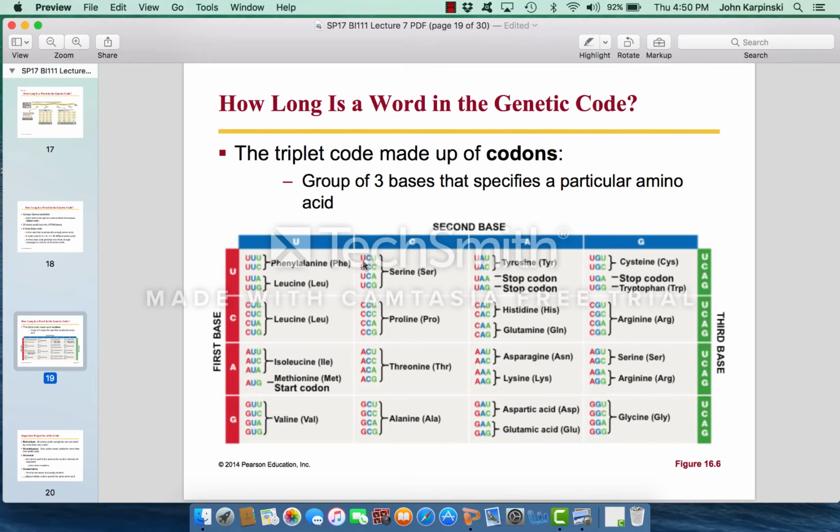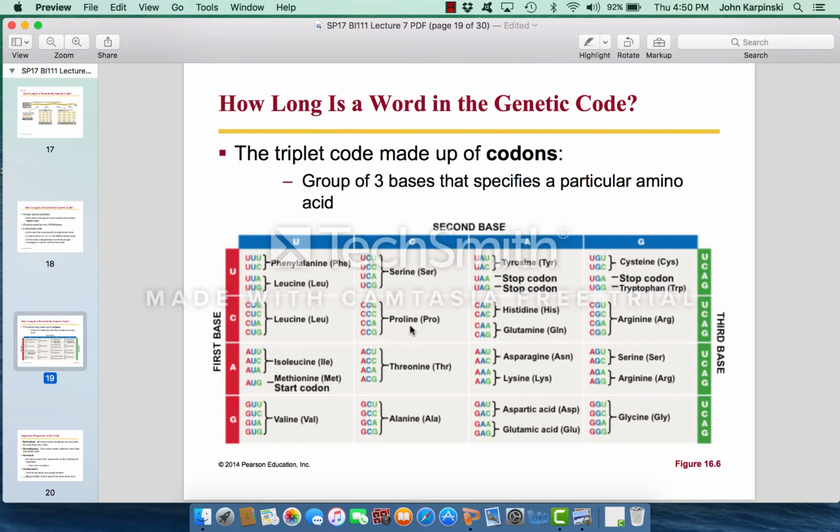if the first 2 letters are the same, then regardless of the third letter, those codons are going to code for the same amino acids. So if you start with UC, in fact, all of the amino acids that start with UC, they all code for serine regardless of this third base.